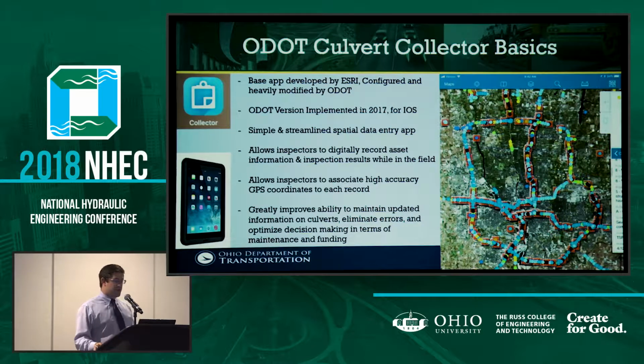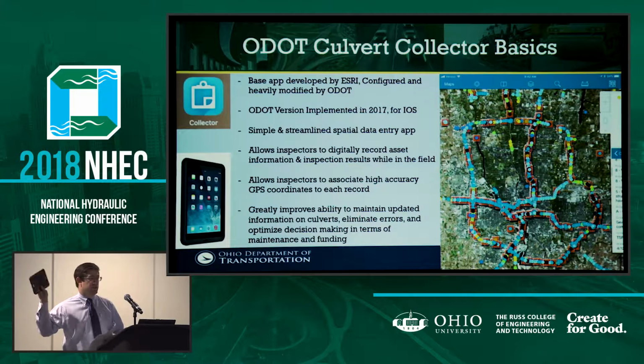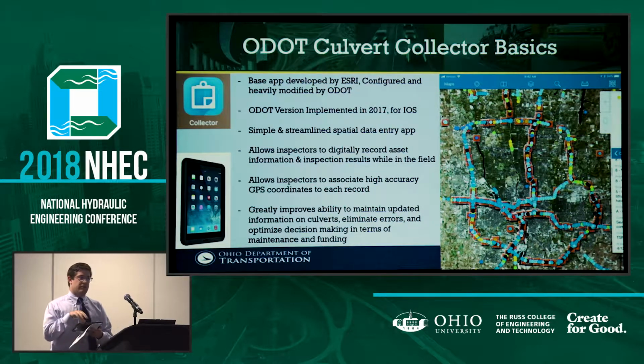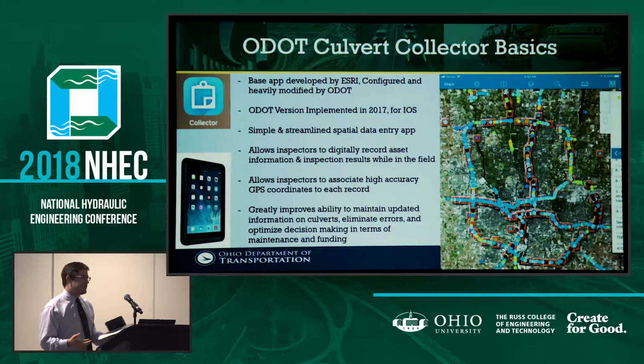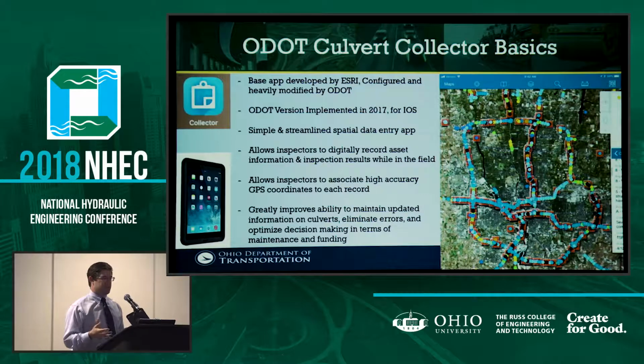Okay, so mainly what that means is that inspectors can go out in the field, they can take a tablet out with them, and they can record all their information while at the culvert and upload it into the database live. Or if they don't have connection, they can sync it back at the database once they come back to the office. In Ohio, we don't always have the greatest cell connection when we're out in the field. So this is a very valuable tool in order to record all our information accurately and reduce human error.